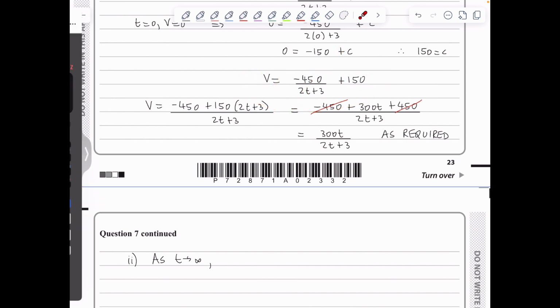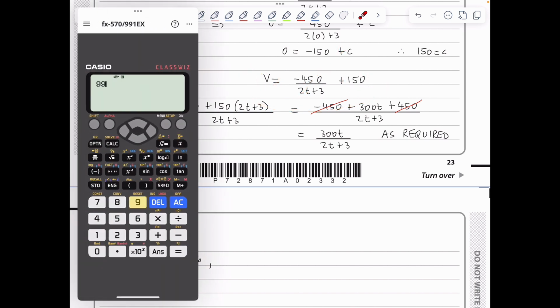Alternatively, we can go on the calculator. I'll be putting a really big number on my answer key. I press the equal sign, it's stored on my answer key, and I will be evaluating this expression with t being the value we just stored on the answer key. So I will do 300 Ans over 2 Ans plus 3. This will give me the value of V when t gets larger and larger. We can see it's 150.